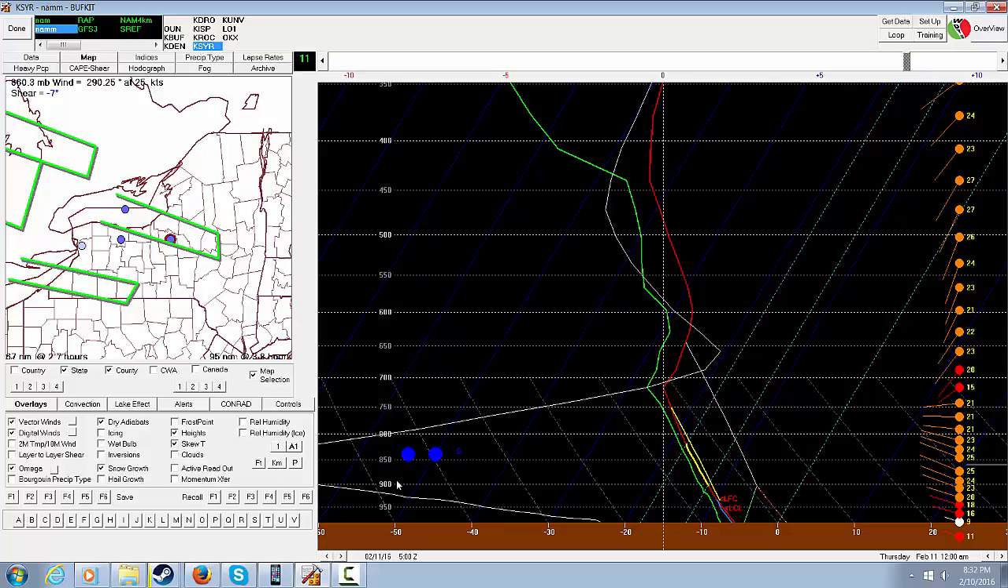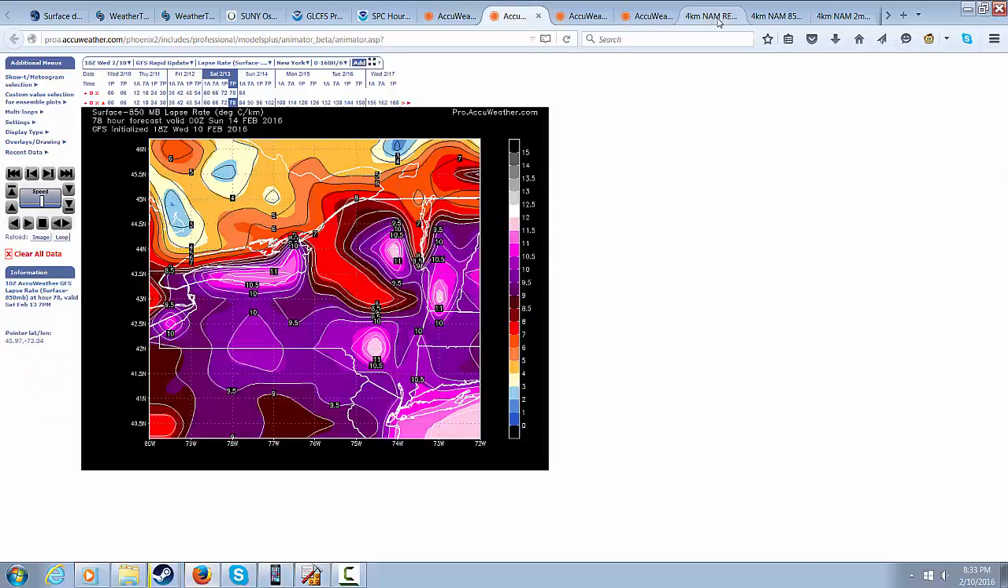You have that deep dendritic growth zone, capping stable layers at least 750 millibars, strong negative omega, an unstable lapse rate, and low vertical wind shear. So we could see quite a bit of lake effect snow tonight.